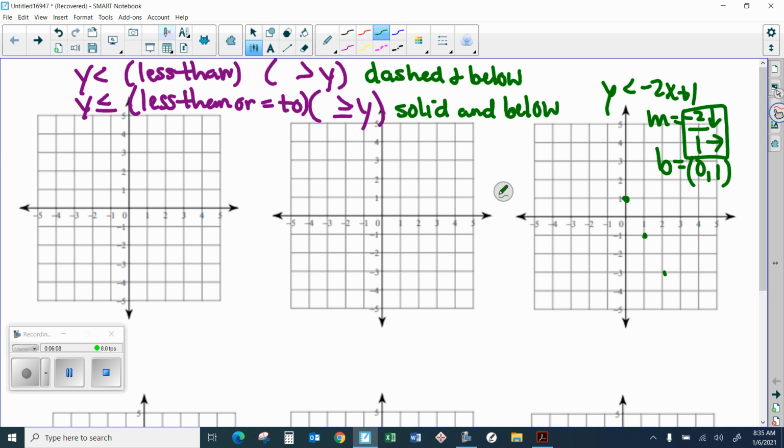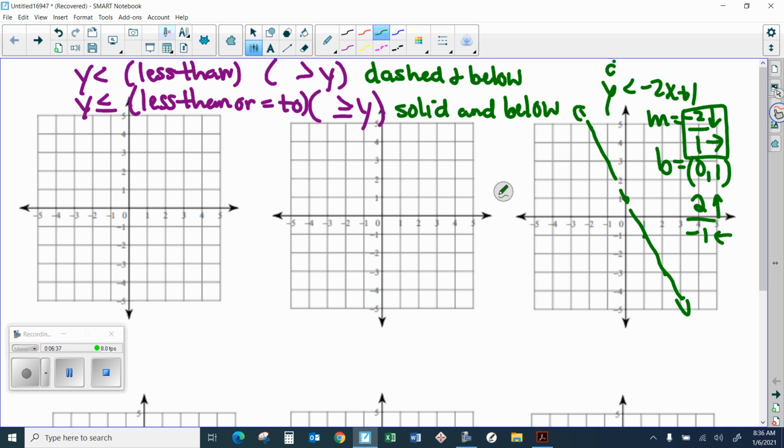Down 2, right 1. Now, the other thing you have to be able to do is put that negative in the denominator. 2 divided by negative 1 is still negative 2, just like negative 2 divided by positive 1 is negative 2. So that would tell me to go up 2 and left 1. So I can go up 2 and left 1. And you see that's still on the line. Up 2, left 1, that's still on the line. Since this does not have an equal sign, it's dashed.